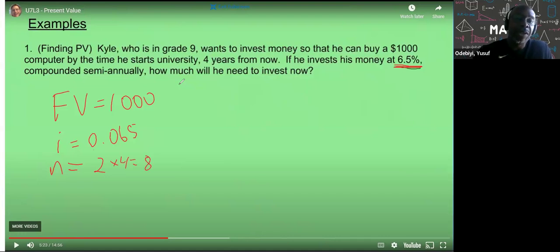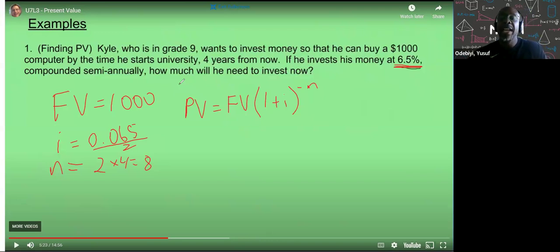But then I have to go back to my interest. My interest, yeah, it's 6.5%, but it's compounded semi-annually. That means I've got to divide that by 2. Okay, now I'm looking at my formula, so my present value is going to equal the future value times (1 plus i) to the power of, remember, negative n. And how you can remember negative n is that my present value is going to be less. So maybe that's another way to remember.